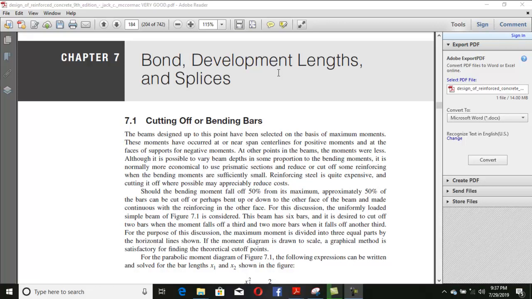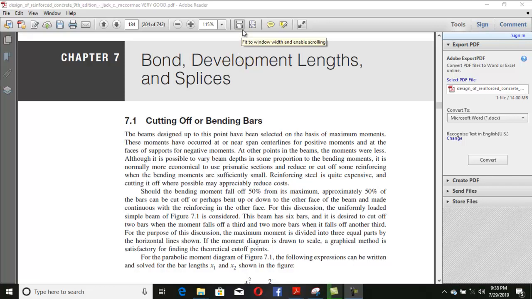Hello dear students, this is my lecture 2, related to development length. In the first lecture I gave you a complete explanation about bond: what bond is, what factors affect it, how the bond mechanism occurs, and how tension is transferred from concrete to the steel. I explained them in full detail. In today's topic I am going to explain development length.